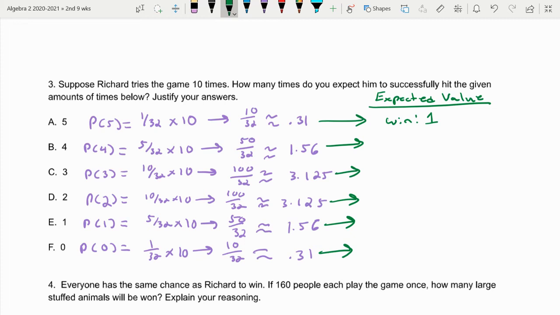All right, 1.56, that's almost two. So we expect two wins, right? Wins here, 3.125, we'll say about three, or four, you could go either way, just as long as you justify it in your presentation. All right. And then it just keeps continuing, so repeating these. So three or four, and then two, and then one. I better write it out here.